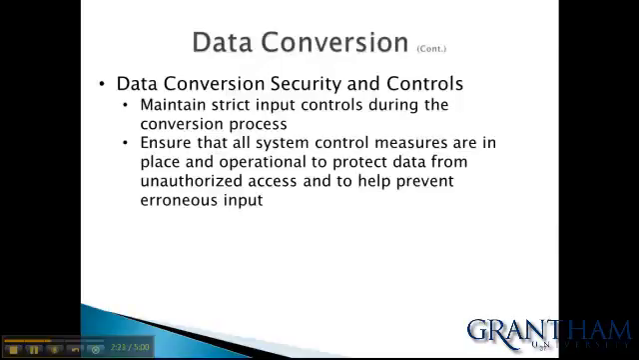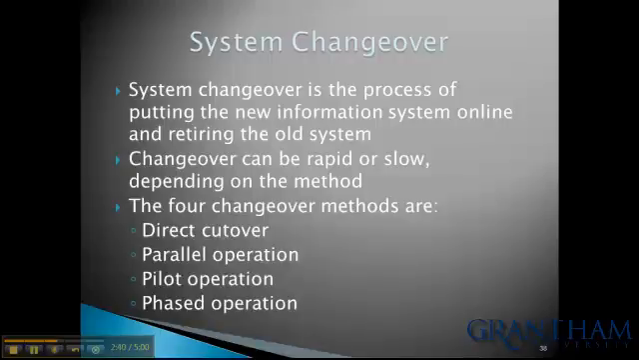The next thing you have to look at is data conversion. Data conversion security and controls maintain input controls during the conversion process. It ensures that all system control measures are in place and operational to protect data from unauthorized access and to help prevent erroneous input. System changeover is the process of putting the new information system online and retiring the old system. Changeover can be rapid or slow depending on the method. There are four changeover methods: direct cutover, parallel, pilot, and phased.